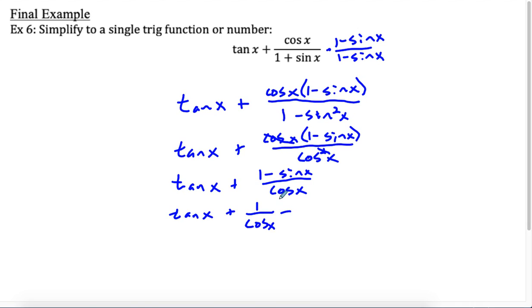So we've got 1 over cosine minus sine over cosine. Well, sine over cosine is just tangent, right? And 1 over cosine we know is secant. So I can rewrite this now as tangent plus secant minus tangent. Well, tangent minus tangent, those will cancel, and I'll just be left with secant, okay?